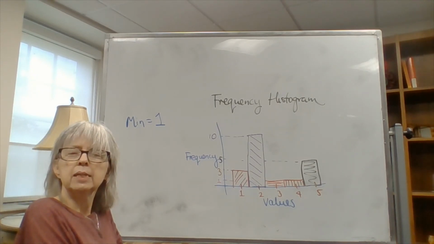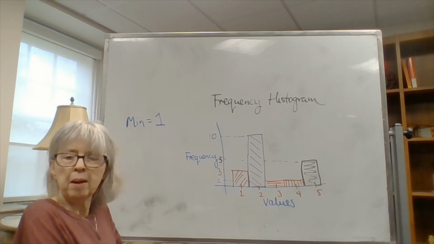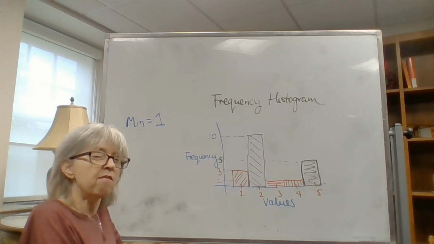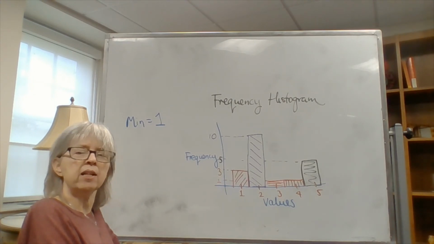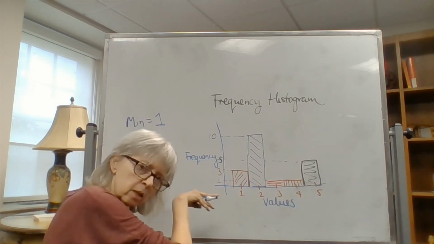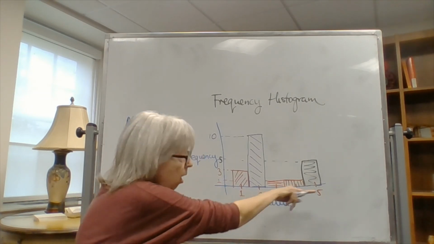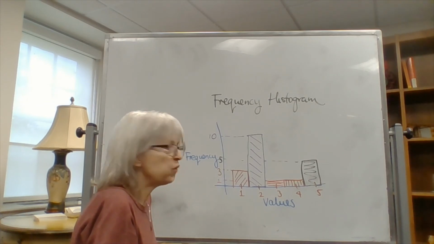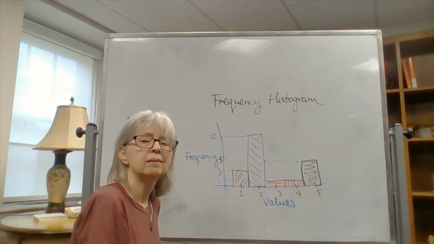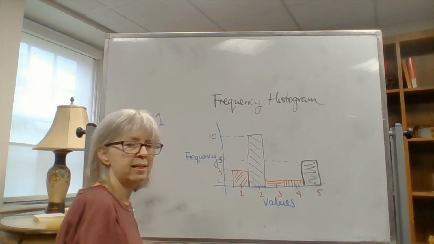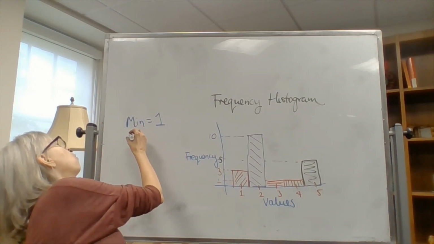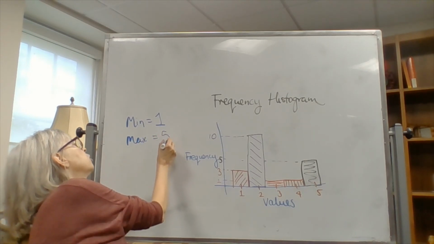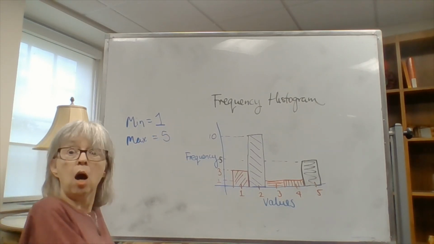Can you tell from looking what my maximum value is for my data set? If I really did put all the data values that appeared in my data set on this horizontal axis, which of the numbers on my horizontal axis is the largest, or the maximum, or the biggest? Looks like 5.